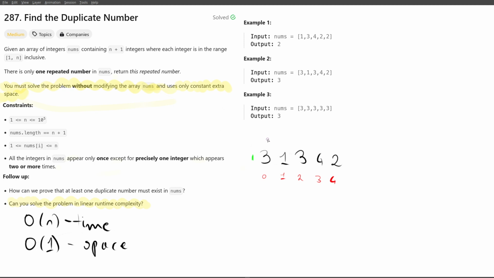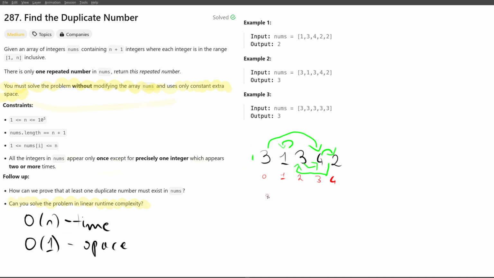So this 3 will be connected with the red 3, so this element. This 1 will be connected to itself, since it's the red 1. This 3 will also be connected to the red 3. And now the number 2 will be connected to this number 3. And the number 4 will be connected to the red 4.